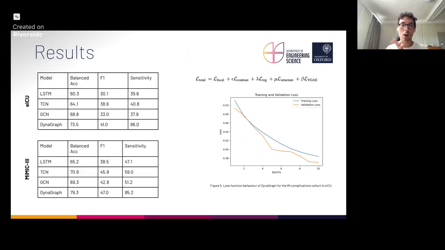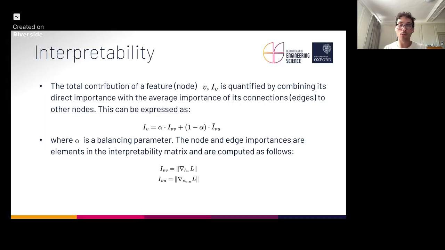Our results are highly promising. On two real-world electronic health records datasets, namely eICU and MIMIC-III, we show very good balanced accuracy and high sensitivity compared to both time series models, LSTMs and transformers, and dynamic graph models such as graph convolutional networks, GATs, and graph isomorphism networks, etc. As for interpretability, the way we evaluate that is to summarize the contributions in this pseudo-attention map of nodes and edges to the final loss computation.